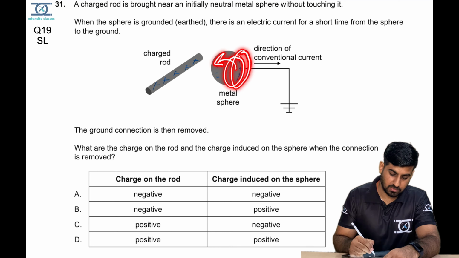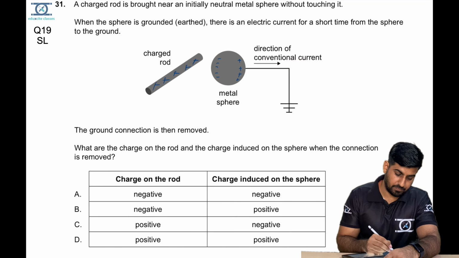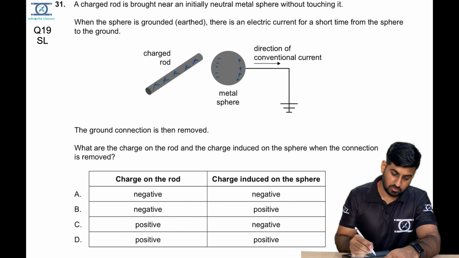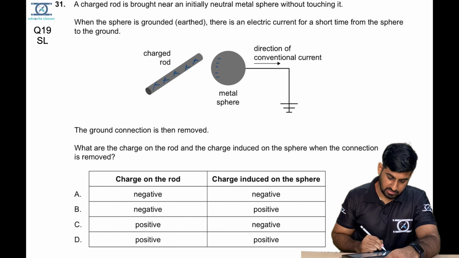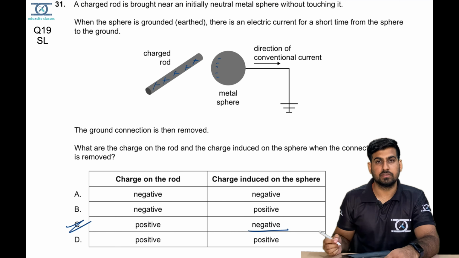Therefore there is a deficiency of electrons. As a result, the electrons move to this side and the direction of conventional current is this. So what will happen, once the electrons move here, they will neutralize the positive. So the charged rod will be positive and the induced charge will be negative. Simple. Okay.